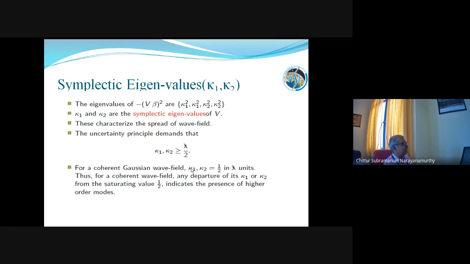And the uncertainty principle says kappa 1, kappa 2 obey lambda-bar by 2. For a coherent Gaussian wave field, we have kappa 1, kappa 2 equal to half in lambda by 2 pi units. Thus, for a coherent wave field, any departure of its kappa 1, kappa 2 from the saturating value, you can see that when there is a change in this value, there is a presence of higher order modes in the wave beam. So we can measure the modes of the light beam also. Because the spread of the light field will give you, from this variance matrix, you can calculate kappa 1, kappa 2, which I will show you a little later, and how to get back all these points.